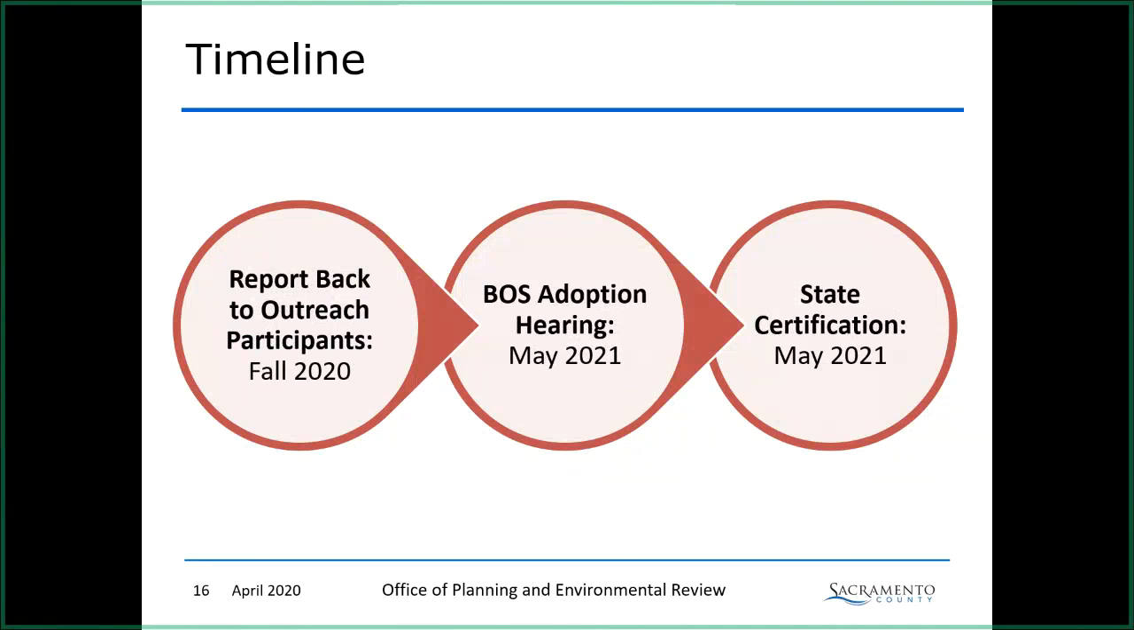We will meet again with members of the public and stakeholders in fall of 2020. We are hopeful that we may be able to conduct the fall outreach in person. However, we will follow the county public health officer and CDC guidance and will only meet in person when it is safe to do so. Then we will take the housing element to the Board of Supervisors for adoption in May 2021, and we will receive state certification in May of 2021. Please note that these dates are estimates and are subject to change.